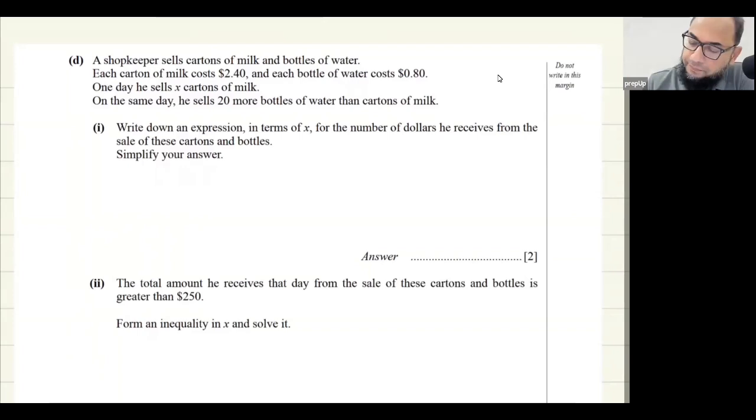Now, the question says, a shopkeeper sells cartons of milk and bottles of water. There are two things. Let me just write it in blue. So there is milk and there is water. Each carton of milk costs $2.40, and similarly, each bottle of water costs $0.80. Everything is in dollars. One day, he sells X cartons of milk. So milk is X. On the same day, he sells 20 more bottles of water than cartons of milk.